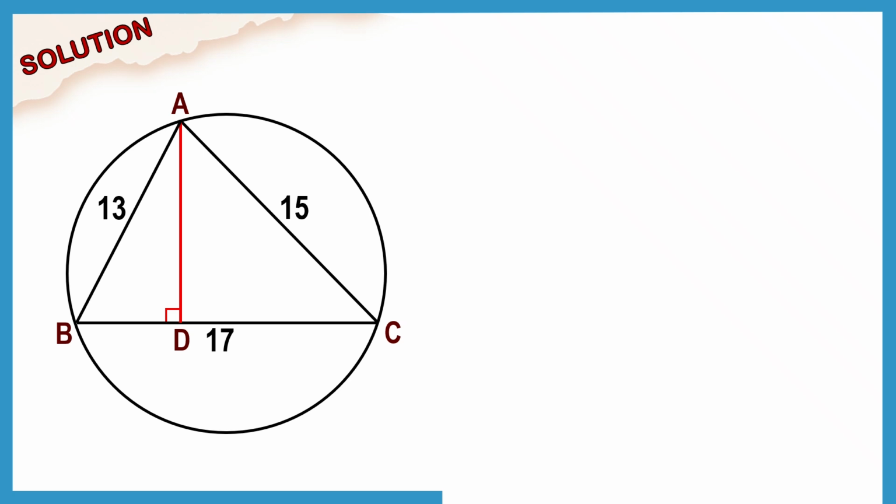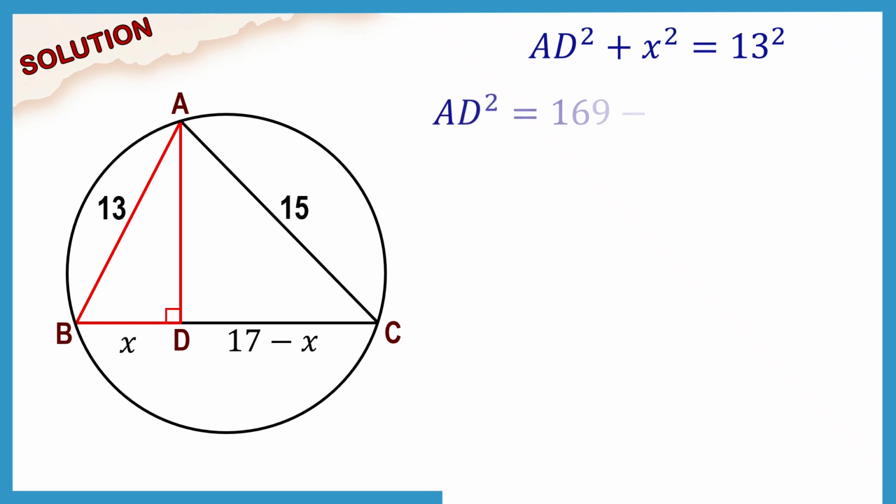Let BD equal x. Then DC equals 17 minus x. Applying Pythagoras to triangle ABD, AD squared plus x squared equals 13 squared. So, AD squared equals 169 minus x squared.